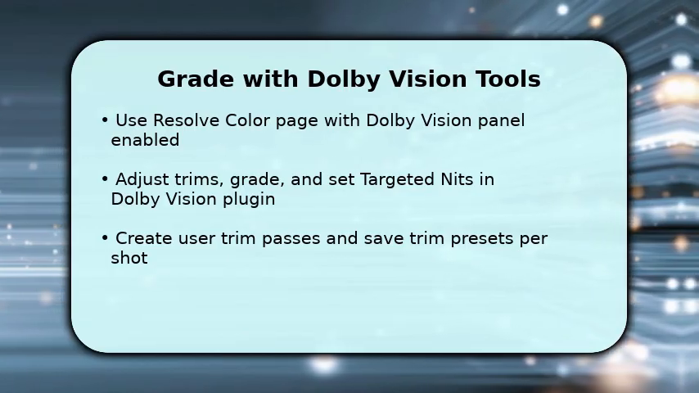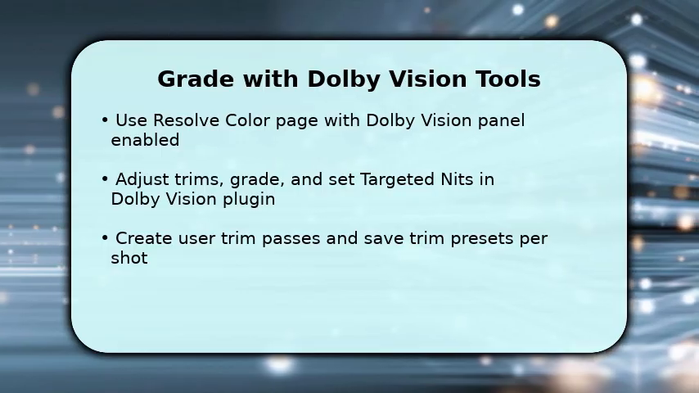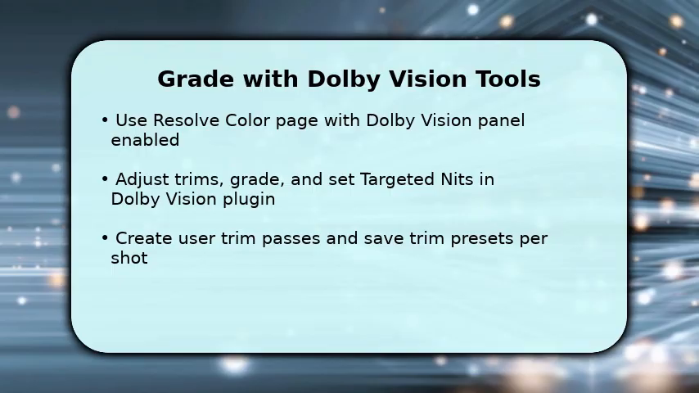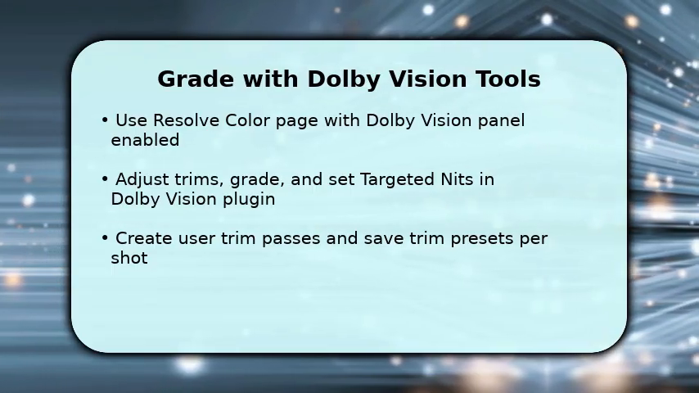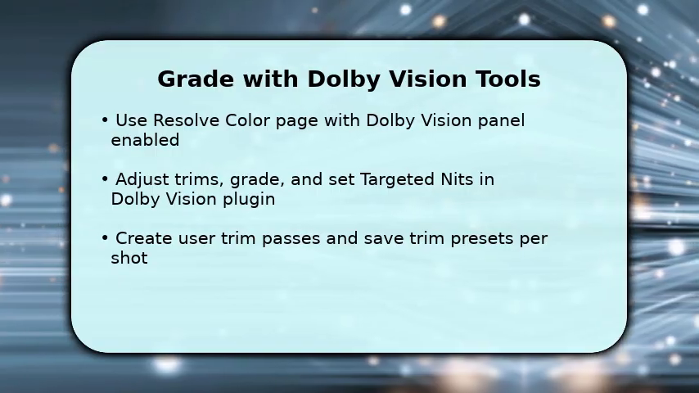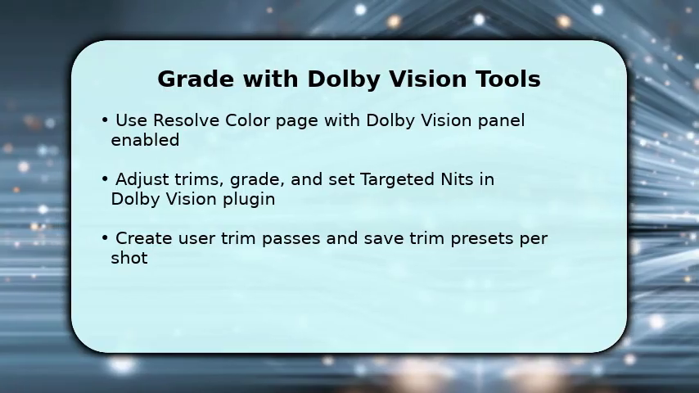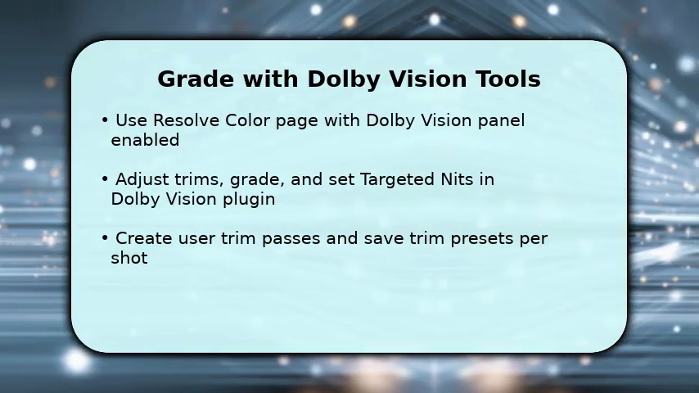You'll grade as usual, then use the Dolby Vision controls to set targeted nits and apply trims that adapt highlights and shadows for different displays. Make sure to perform user trims per shot and save them as presets so Dolby's metadata can reference them. While grading, watch both your HDR reference and a simulated SDR/low-nit preview to confirm intent across outputs.